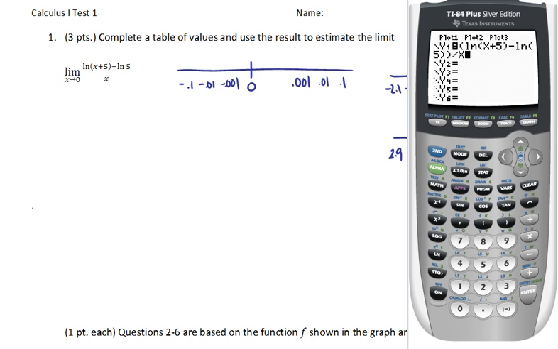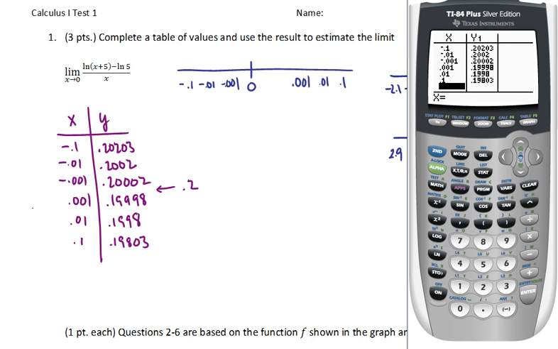Next, we're going to make sure that table set is set to independent ask. We're going to go to table, and we have some old x values in there. We'll put in new ones, negative 0.1. So we had values for negative 0.1, negative 0.01, negative 0.001. We'll approach from the right. We have 0.1, 0.01, 0.001. And you can see that the numbers are converging on 0.2. So it's pretty clear from the left and the right that we're approaching 0.2.